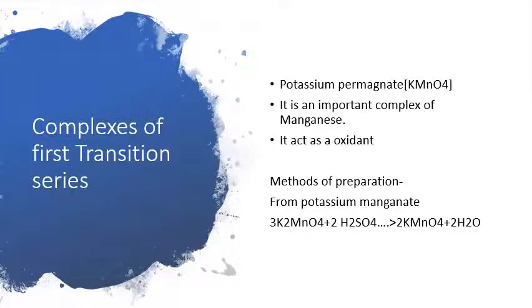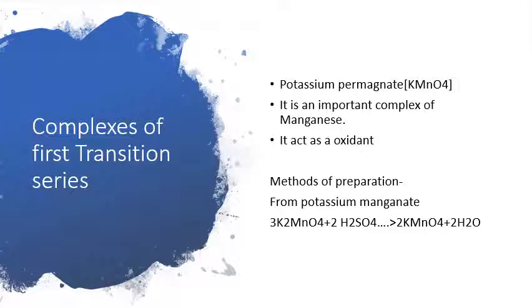The transition elements have the tendency to form complexes due to the presence of vacant d orbitals. They can easily accept the lone pair of electrons from the ligand. So we talk about the important complexes of the first transition series.